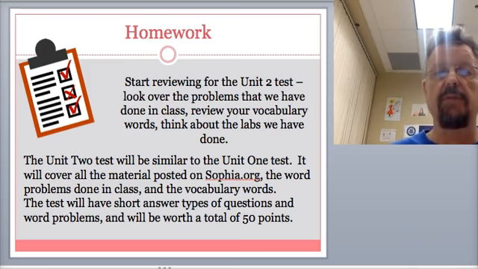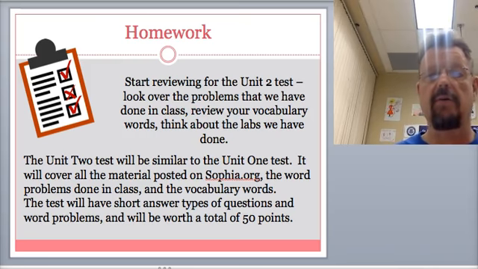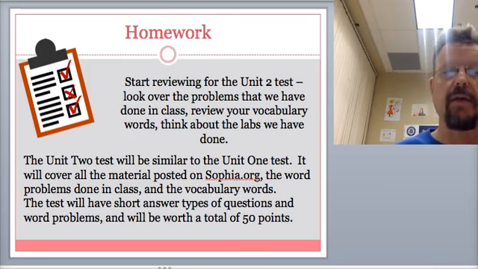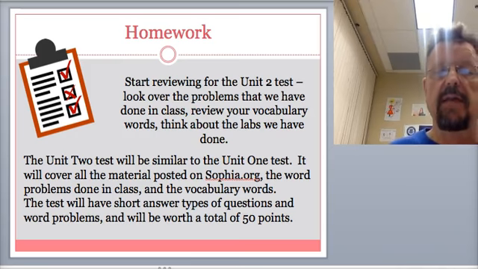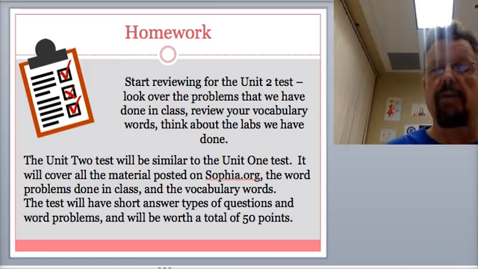The unit test will be similar to the Unit 1 test. It will cover all the material posted on sophia.org, the word problems done in class, and the vocabulary words. The test will have short answer type questions and word problems and will be worth a total of 50 points.